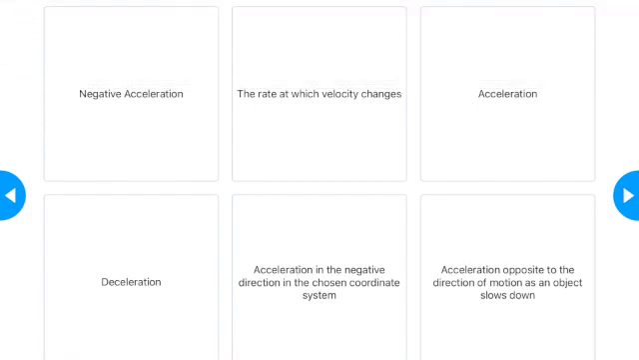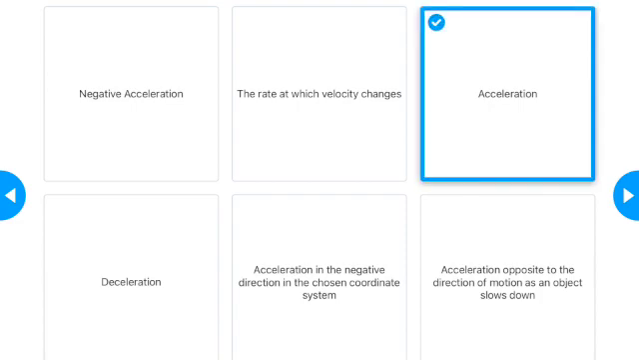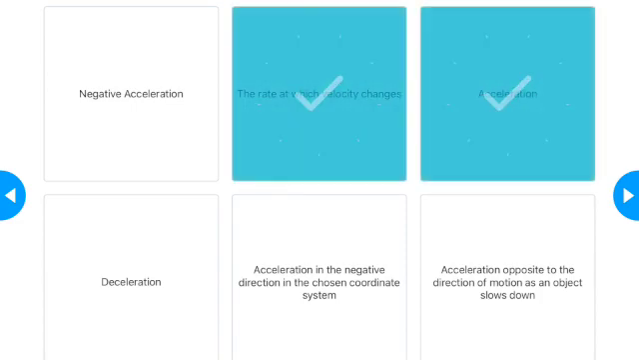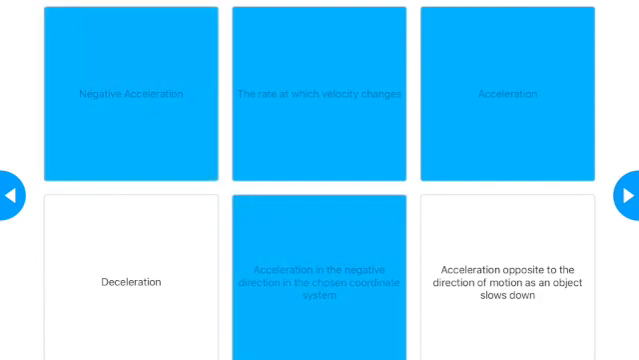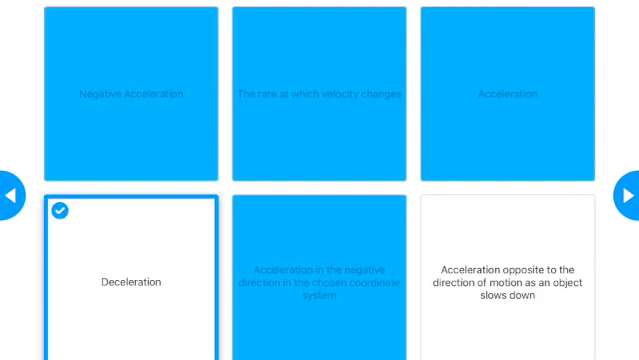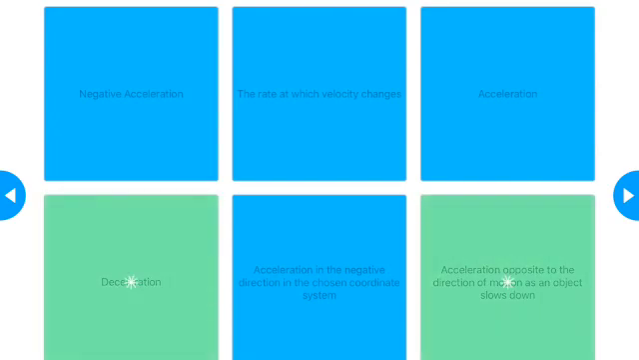So here we want to match the term to its definition. I let everybody in class go ahead and do this on their own for a few minutes, but we're just going to jump into it. So acceleration is the rate at which velocity changes. Negative acceleration is acceleration in the negative direction of the chosen coordinate system, and deceleration is acceleration opposite to the direction of motion as an object slows down.